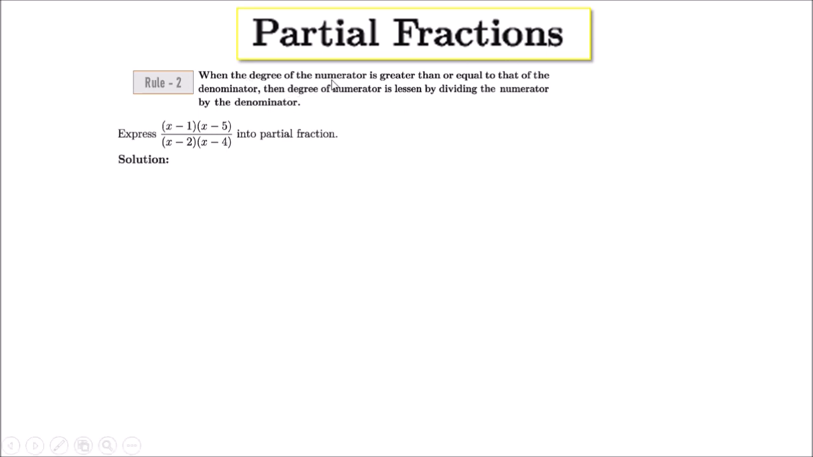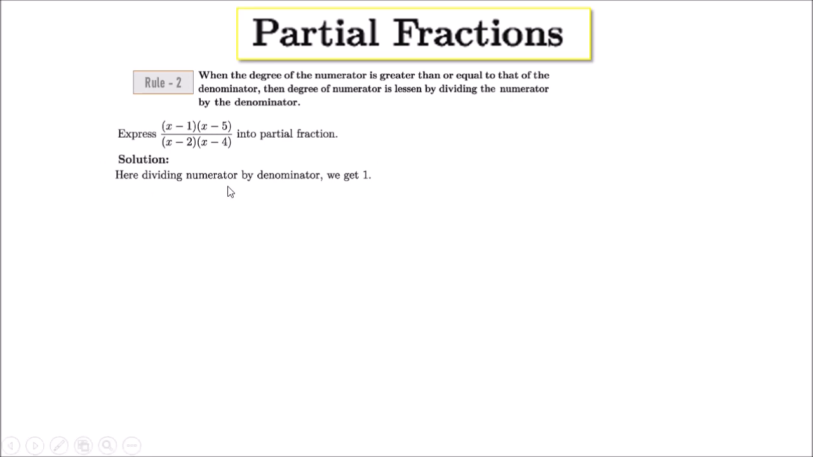So when the degree of the numerator is greater or equal, here it is equal, x square and x square are equal. In your maths in class 9 and 10, I think you will not get it greater. But if it is greater, you have to lessen it by dividing the numerator by the denominator. So dividing the numerator by the denominator, we get 1, because x square divided by x square, x square is gone, so 1 will be there.